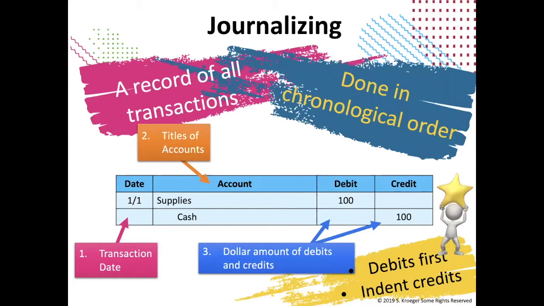As a reminder, we always have at least two accounts that are being affected. You can have more accounts, and I'll show you an example of that next, but you still have to follow the rules. For instance, if there are 3 accounts being used, debits still go on the top, credits are indented at the bottom, and debits still need to equal the credit column.